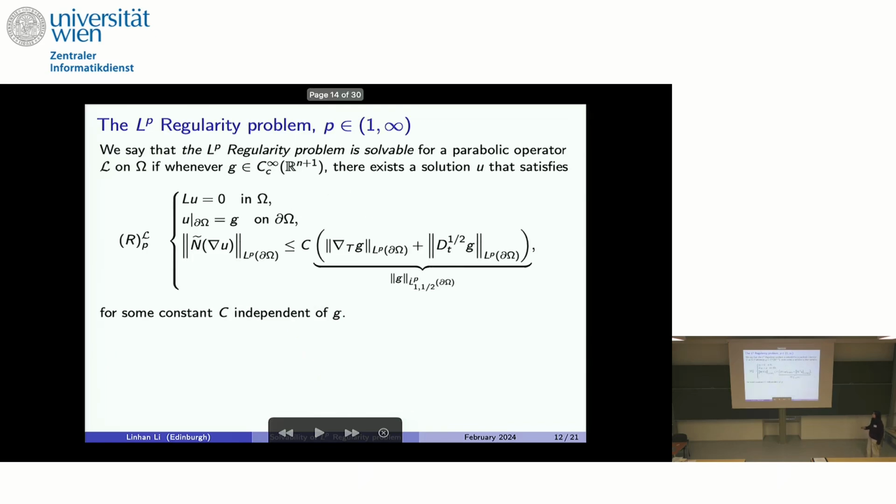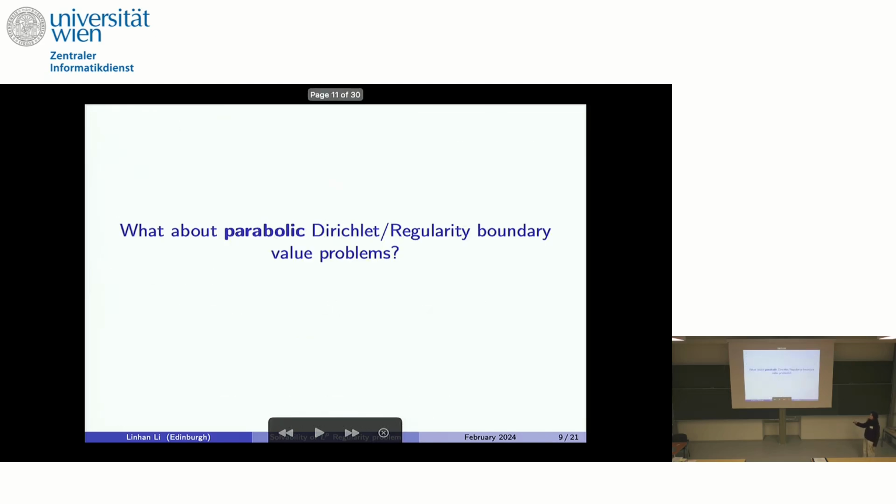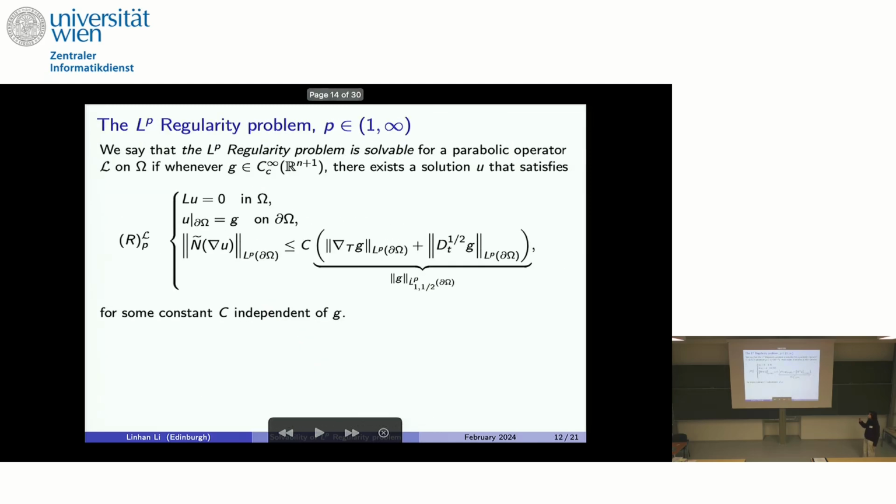But for the LP regularity problem, you need to be more careful. We say that the LP regularity problem is solvable for a parabolic operator if, again, for any compactly supported smooth function, we can find a solution that satisfies the equation and the boundary data on the boundary. This is parabolic. Starting from here, I'm talking only about the parabolic case. Now, for the LP bound of the non-tangential maximal function, you have to be careful because now we have the time variable. So on the right-hand side, I want to include not only this tangential derivative in the spatial variable, but also a half derivative in time. This is the homogeneous parabolic Sobolev norm.